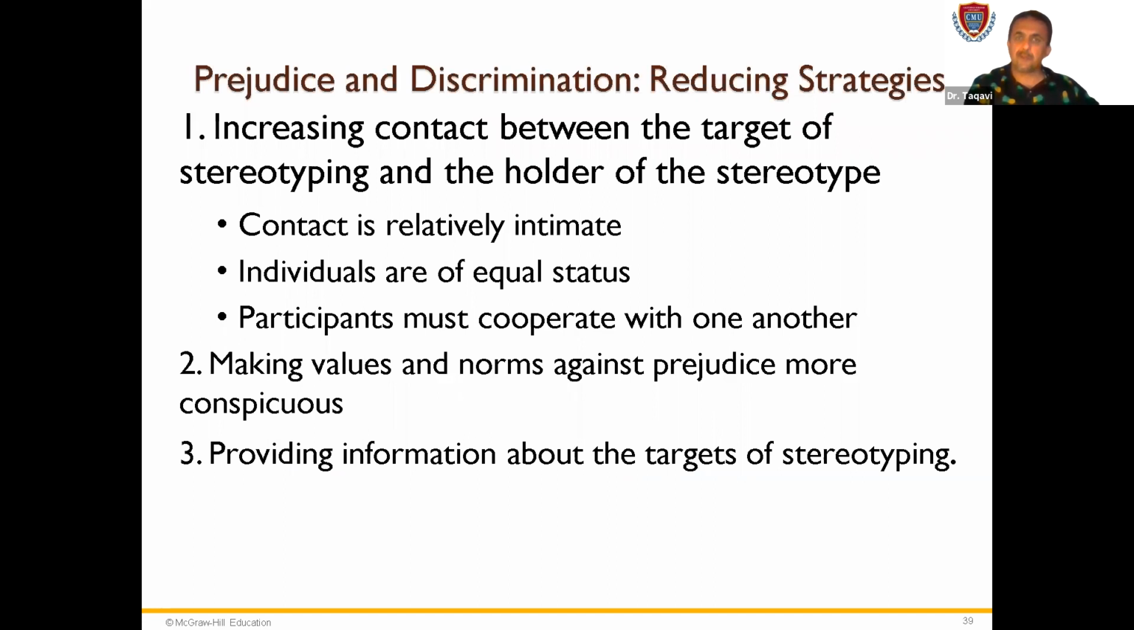And prejudice and discrimination, reducing strategies. One, increasing contact between the target of stereotyping and the holder of the stereotype. Contact is relatively intimate. Two, individuals are of equal status. And three, participants must cooperate with one another. These are strategies for reducing prejudice. Work together with different races, with different ethnicities, and make values and norms against prejudice more conspicuous, and provide information about the targets of stereotyping.